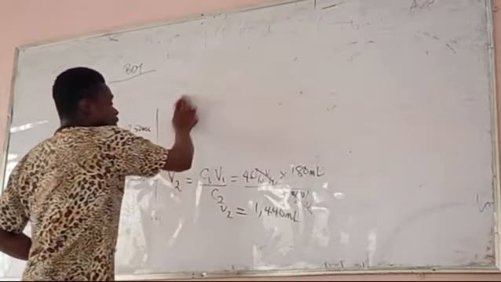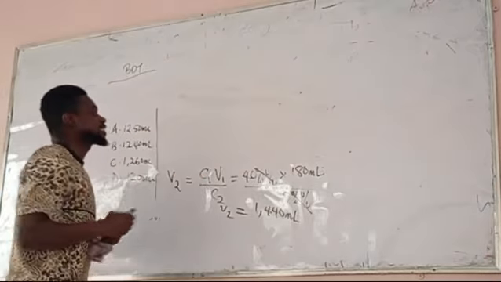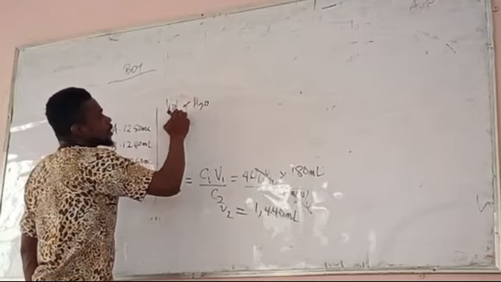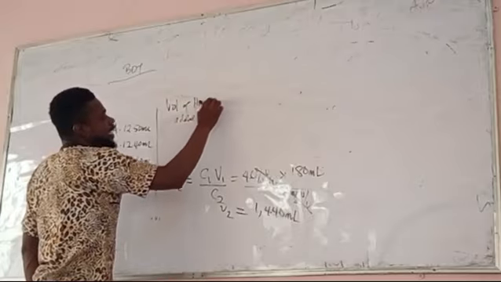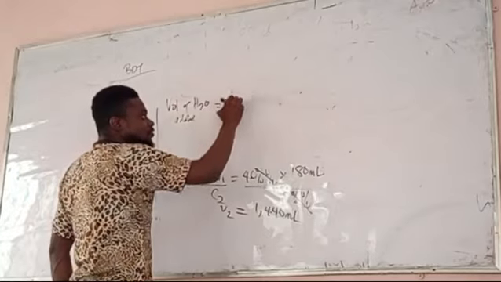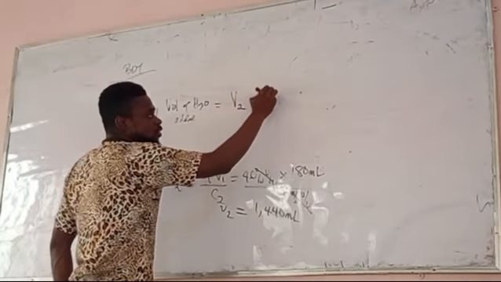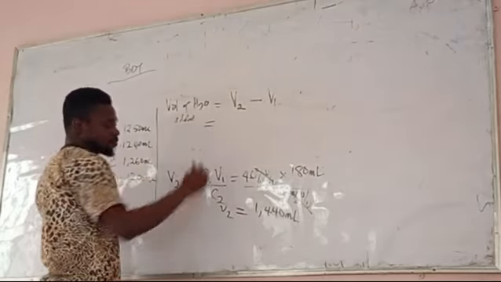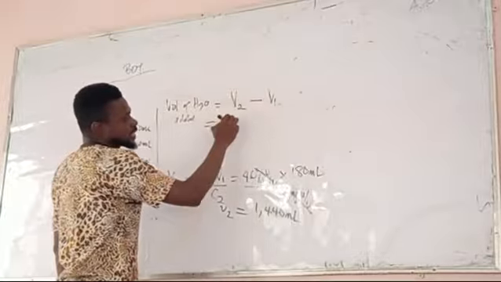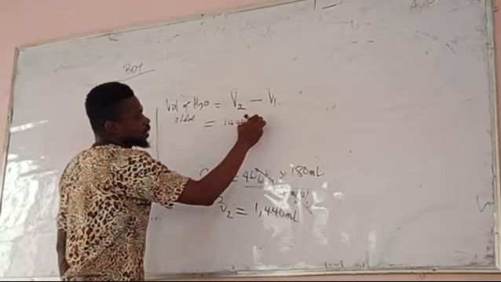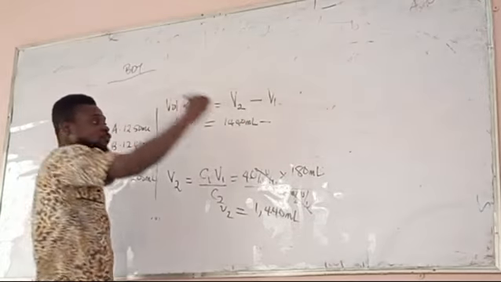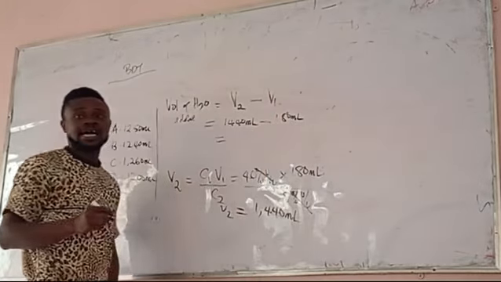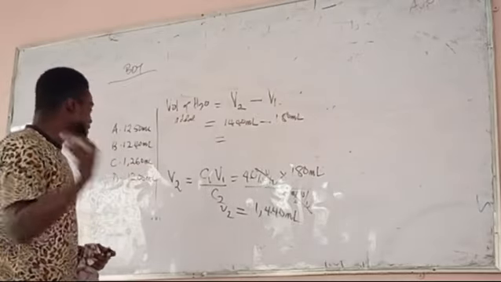So the volume of water added is simply the final volume, which is V2, minus the initial volume, which is V1. The final volume, as we calculated, is 1,440 ml minus the initial volume, which was 180 ml, right? So what is the volume of water added? Subtract this. What's the answer?